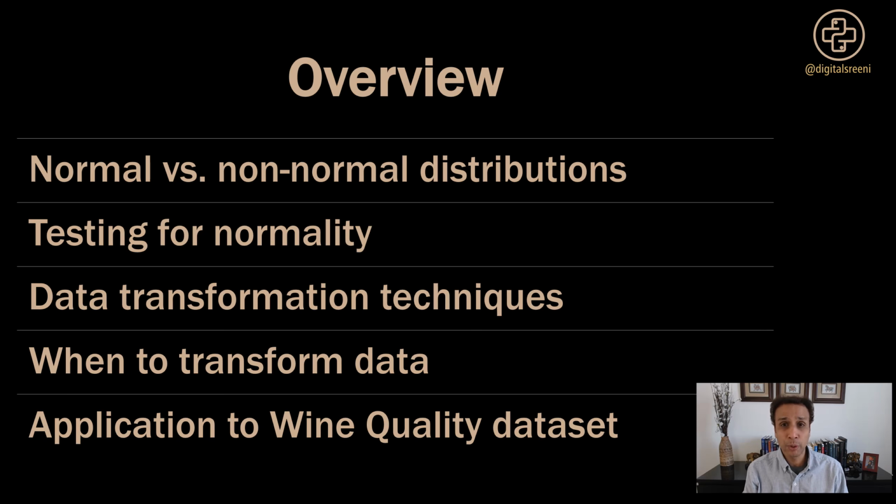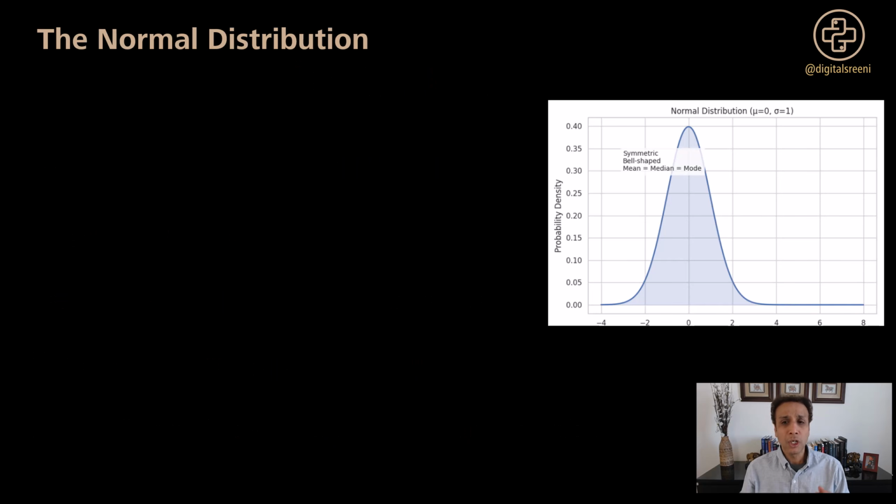Whatever I'm showing, of course, these are statistical concepts, so you can apply them to any type of data. But the wine quality data set is something we all can easily access, and I'll briefly talk about what it is in a minute. But first, the normal distribution.